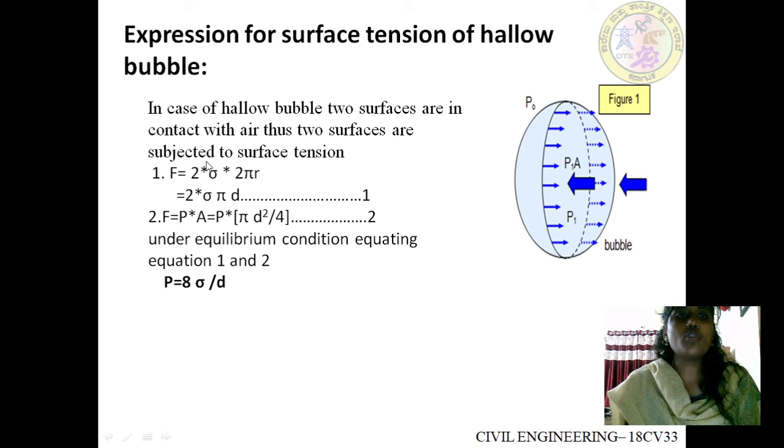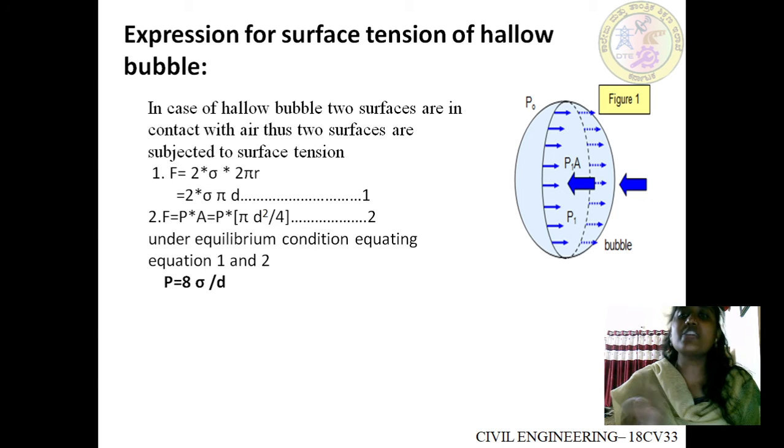So here also we are listing the forces which are acting on the hollow bubble. The first force is surface tension force, which is acting along the circumference of the circle. Here I have taken it as 2 times because in the hollow bubble two surfaces are in contact with air.